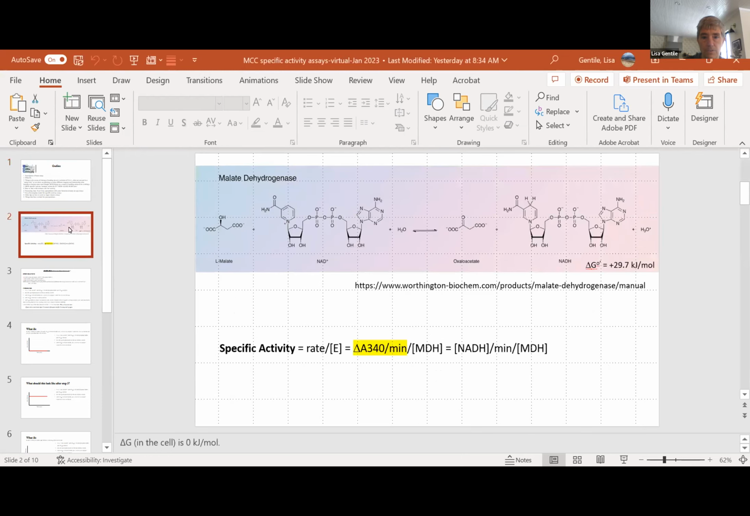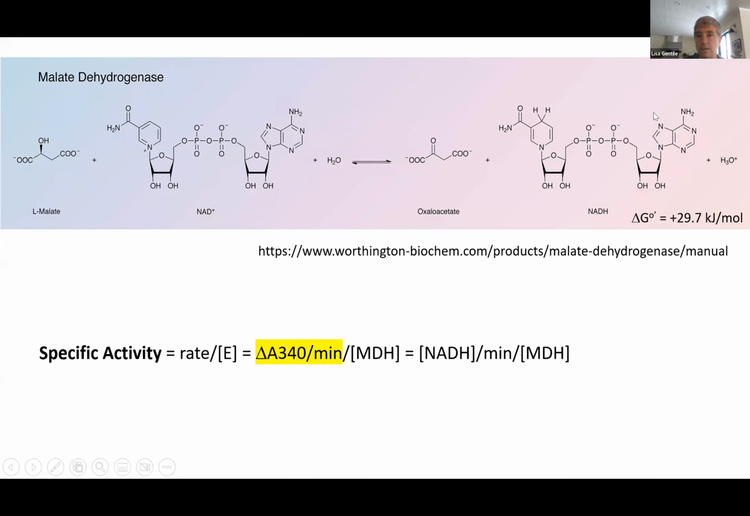So let me bring up this first one and put it into full screen mode here. So the reaction that we're looking at is written up on top. So malate dehydrogenase, or MDH, catalyzes the reversible conversion of L-malate and NAD+ to oxaloacetate and NADH. When we study this in the lab, we're studying the back reaction, and that's primarily because that's what's thermodynamically favorable. So NADH and oxaloacetate are our reagents in this reaction.